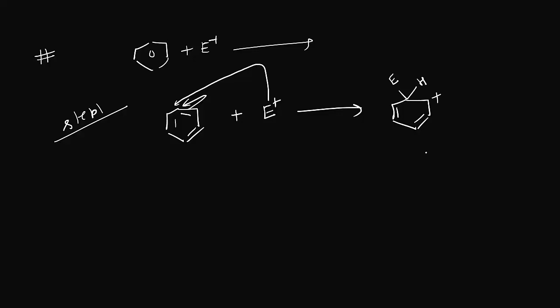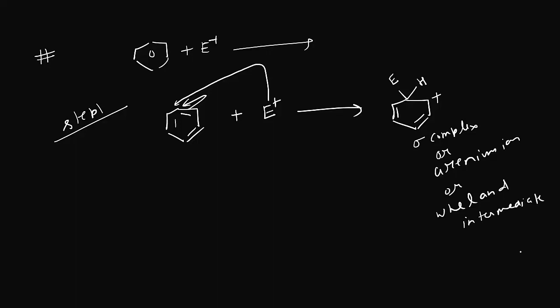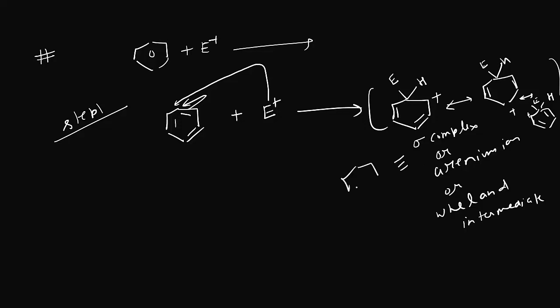This is your intermediate, which we call sigma complex, or we also call this arenium ion, or we also call this Wheland intermediate. These are just names. Now, we need to prove that this intermediate is stable if the reaction is taking place. How will you prove this? Resonance stabilization. You can clearly see that the plus charge is in resonance. You can write resonating structures like this. If you want, you can write the resonance hybrid like this.